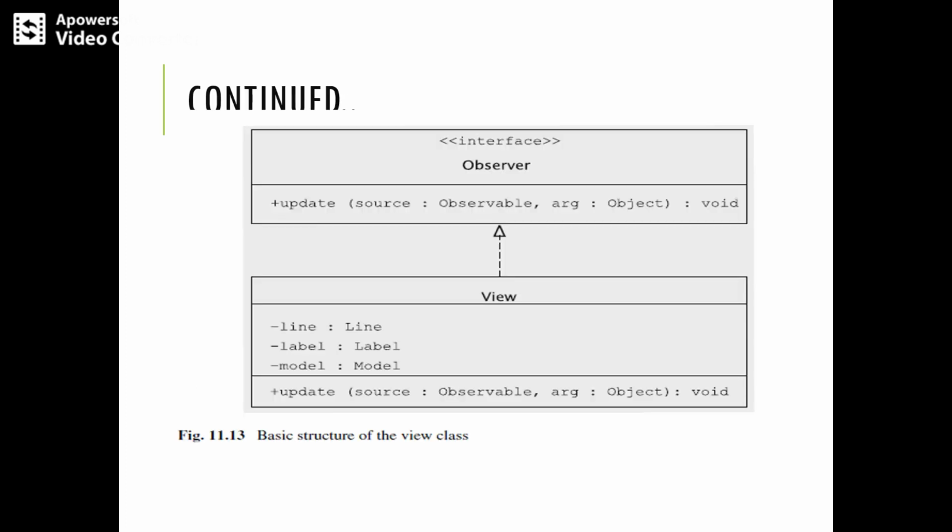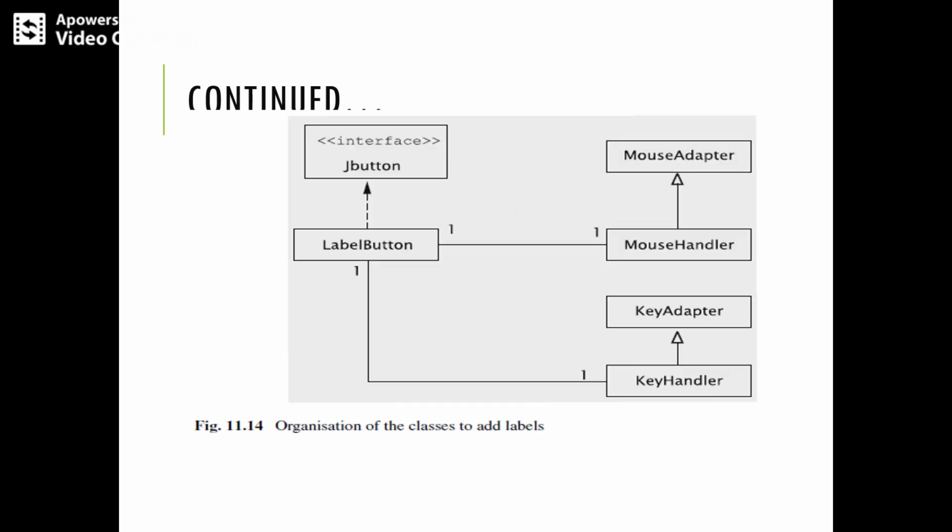Now this is the basic structure of the view class, where we can see at the top the Observer interface, plus the update method with source Observable and argument Object, with return type void. With respect to the view subclasses, we have the line, label, and model ones, which have update with source Observable, argument Object, and add. So this is the basic structure of the view classes.